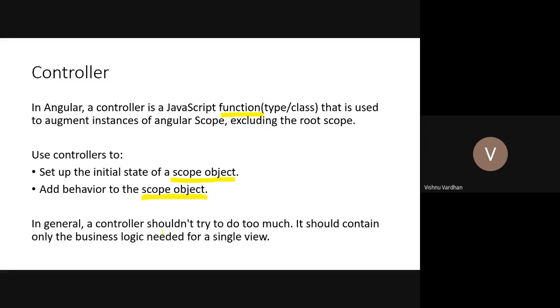So in general, a controller shouldn't try to do too much. It should contain only the business logic. So whenever we are writing the controller, not only in AngularJS, even in the MEAN stack also, the controller's main implementation is limited to providing the proper business logic only. Then accordingly, it can take decisions on which view it needs to be redirected to.